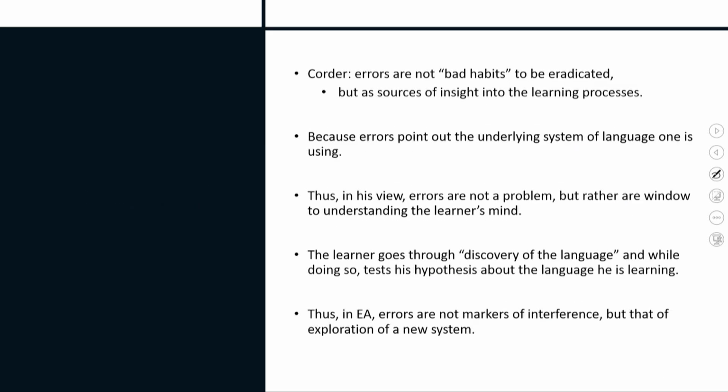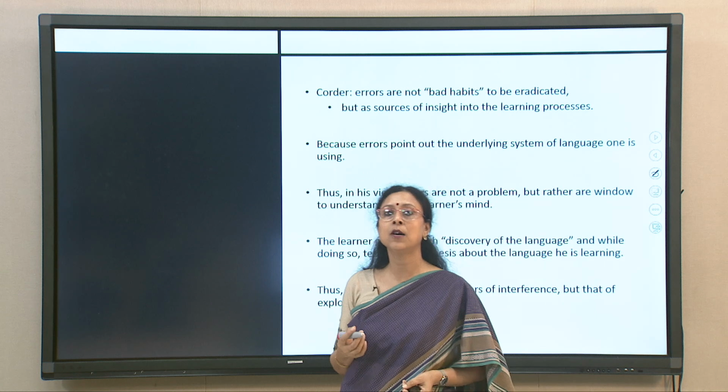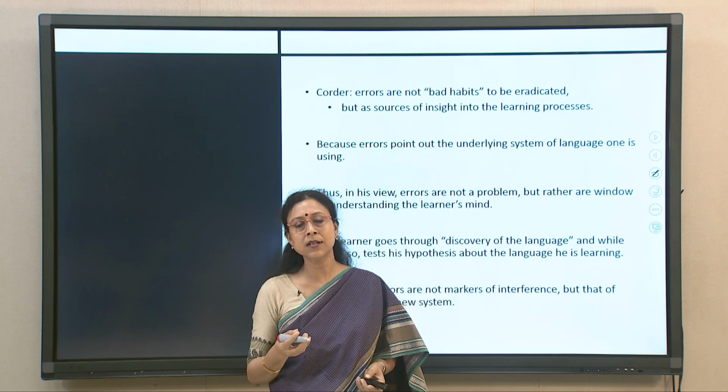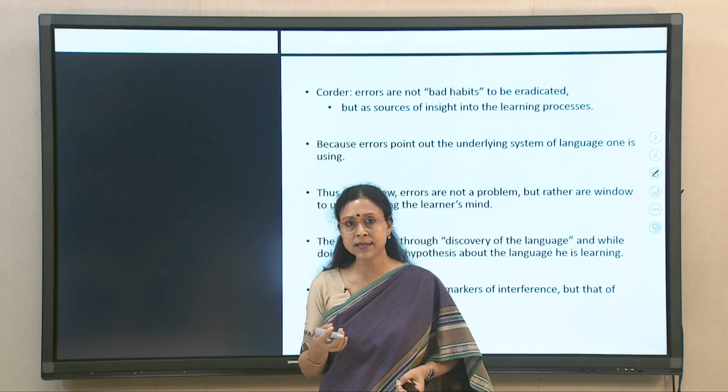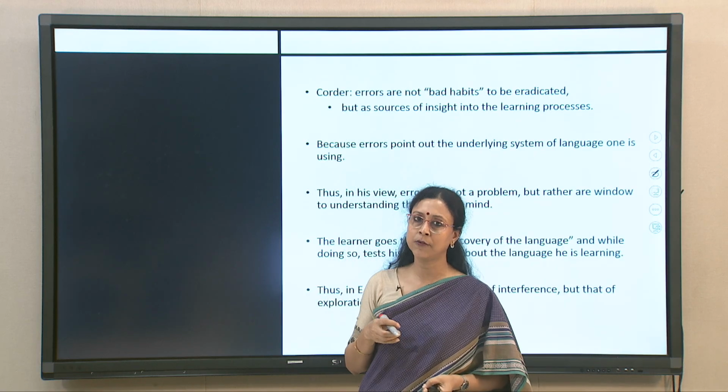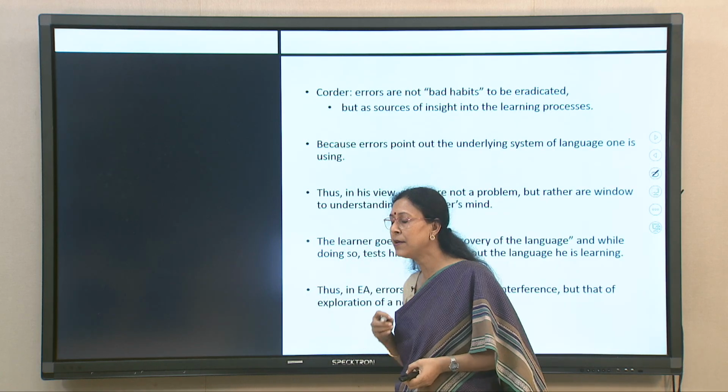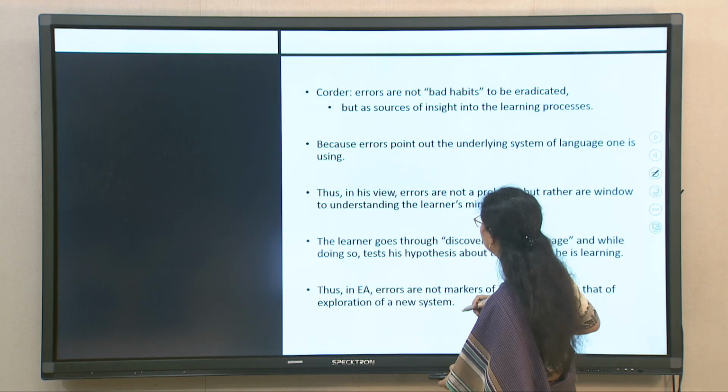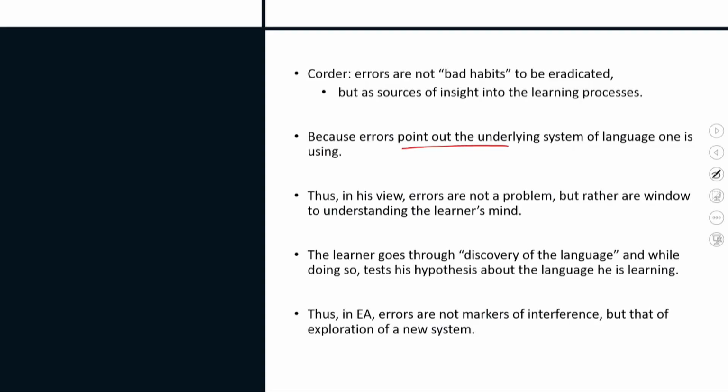Corder is one of the biggest names here. He kind of pulled errors out of the dark dungeon as a bad thing. He said that errors are not bad habits, and need not be eradicated, because errors tell us how the human mind is producing the new language, or how the human mind is creating the understanding of the new language in the learner's mind. That is the main point, because errors point out the underlying system that one is using. What is the system that he is using? As a result, they are a window to the learner's mind.